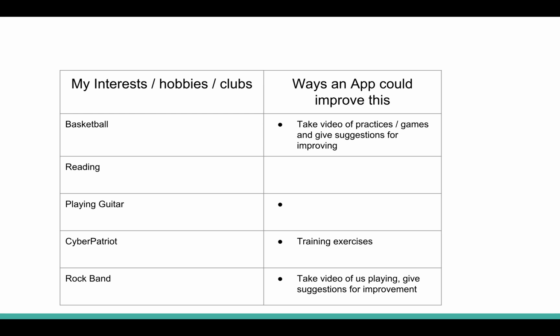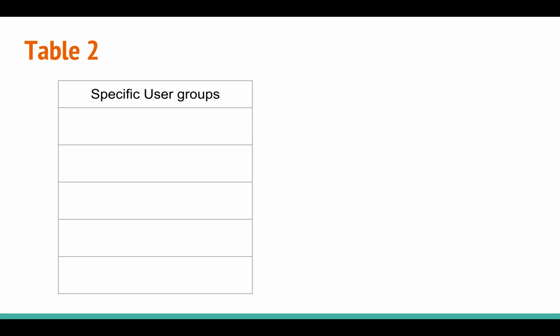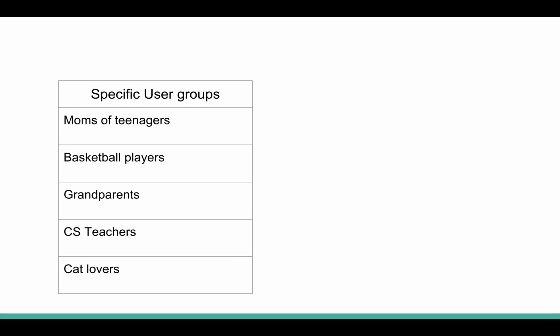All right, now let's move on to table 2. In table 2, I want you to write down another table, 5 rows, with specific user groups as the heading. And when you write down specific user groups, I want you to think about what your family members or your relatives are into. So for example, if I wrote down specific user groups, I'd maybe think of my wife, who's a mom of a teenager.